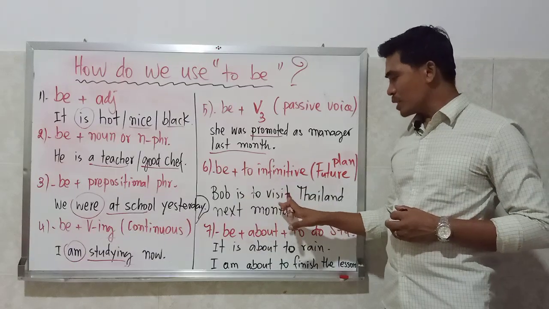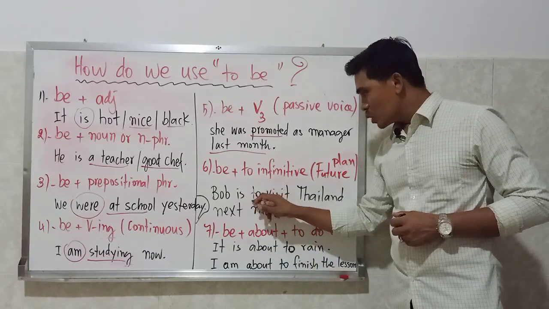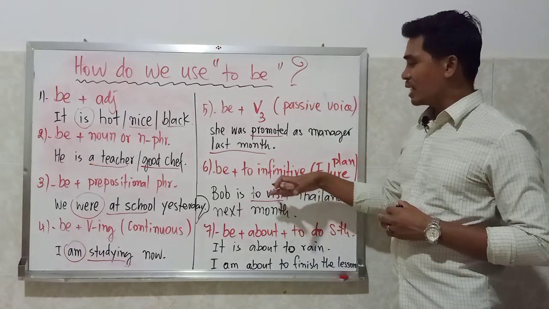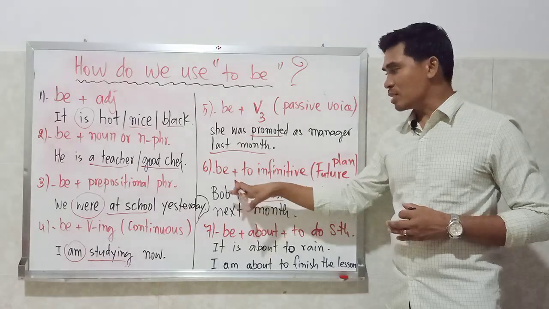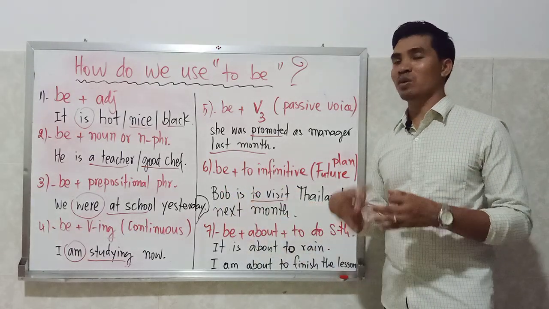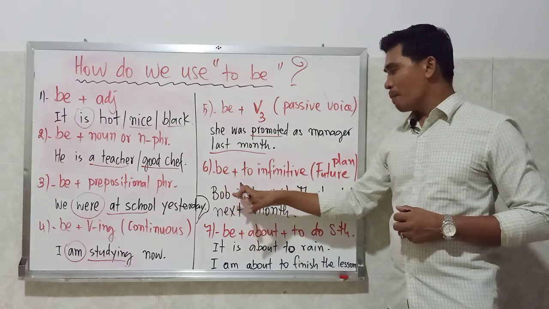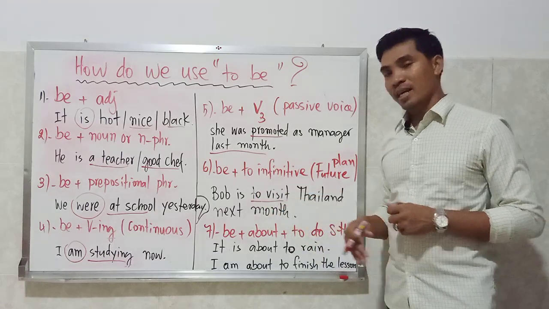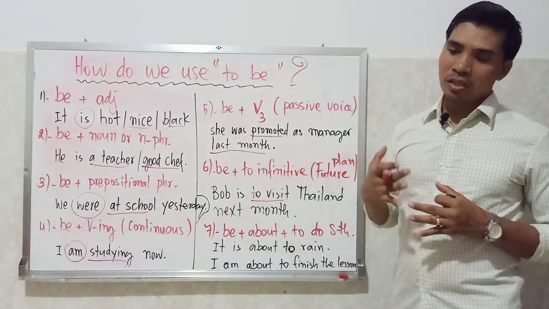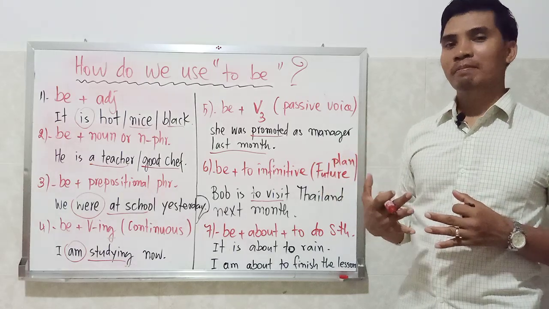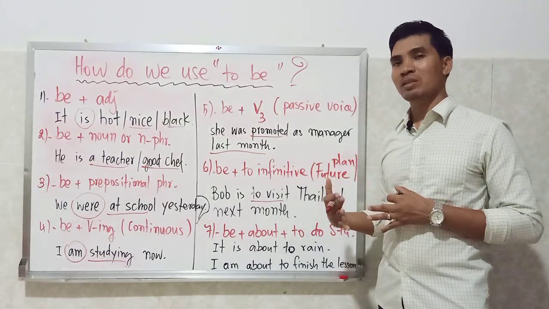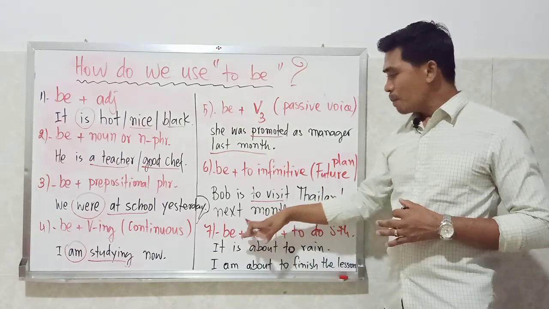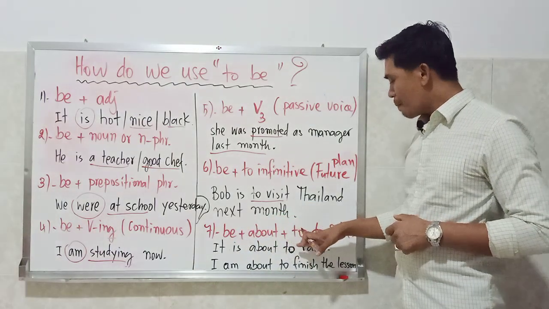Bob is to visit Thailand next month. Okay, so visit is infinitive. And in this case, we use verb to be is because Bob is the third person, okay, that we are going to talk about. So Bob is to visit Thailand next month. Okay. So again, when we use verb to be plus to infinitive, in this case, we want to express about future plan arrangement. Okay. So the last rule, be plus about plus to do something.